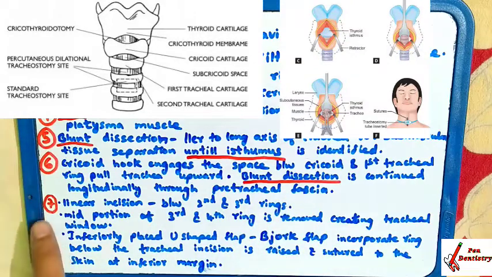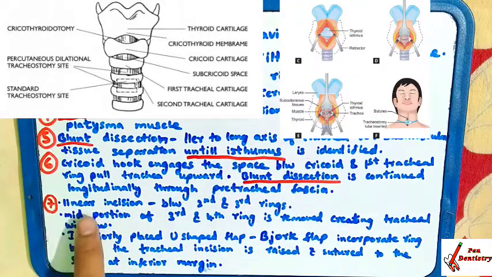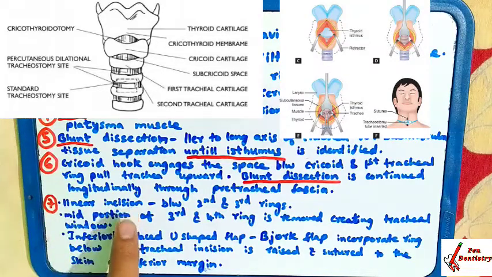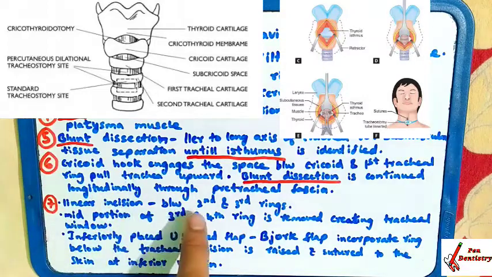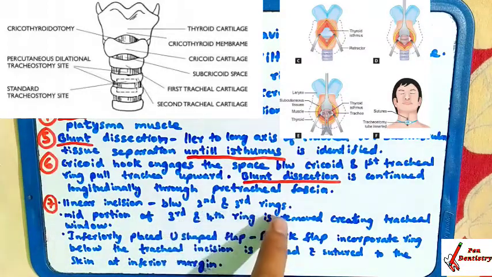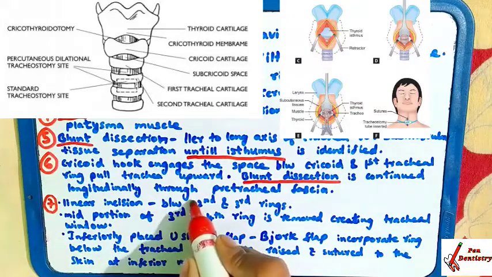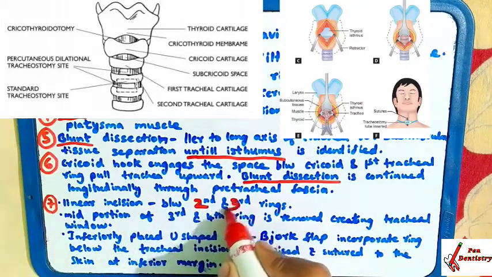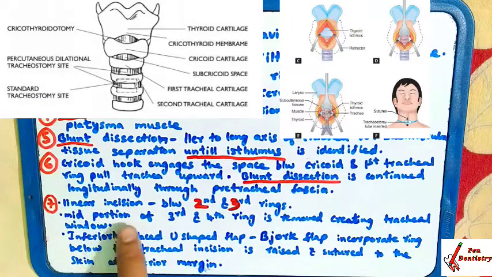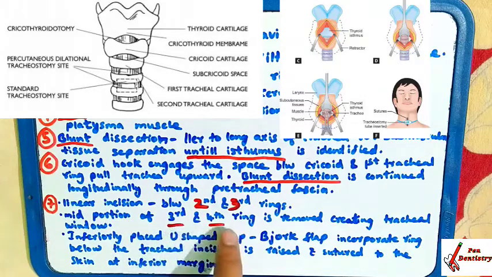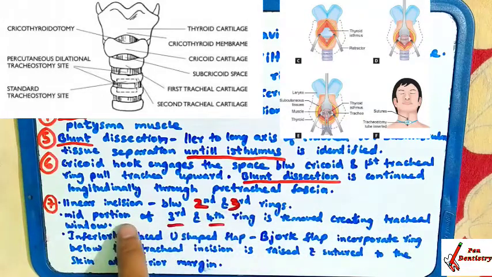In the seventh step, this is the entrance into the trachea. A linear incision is made. You're going to place the linear incision in the second and third ring, and then the mid portion of the third and fourth ring is removed, creating a tracheal window. You're going to remove the mid portion of the third and fourth ring, creating a tracheal window there.